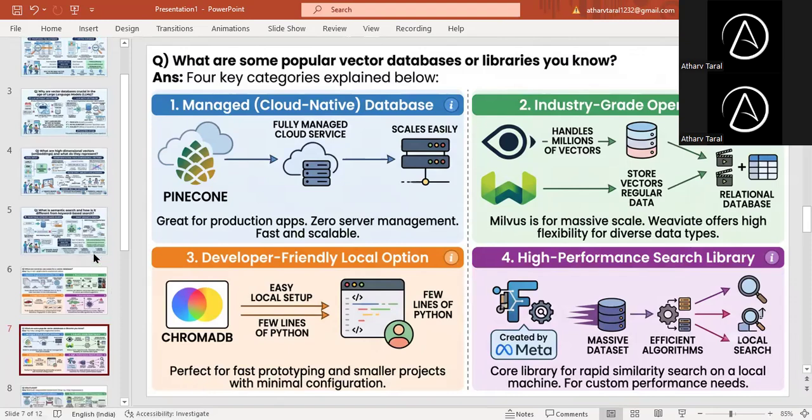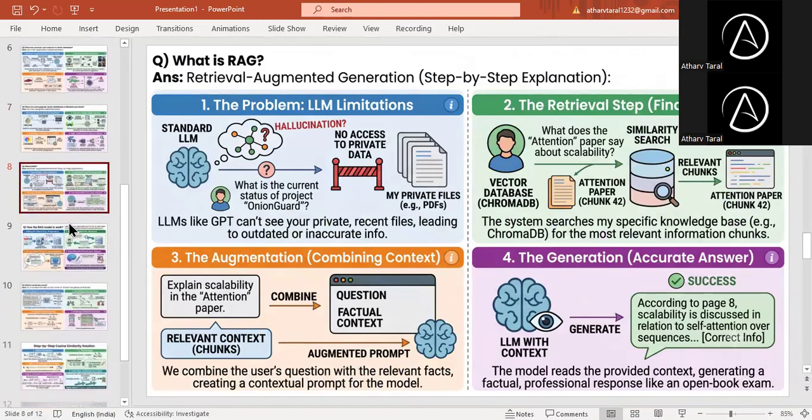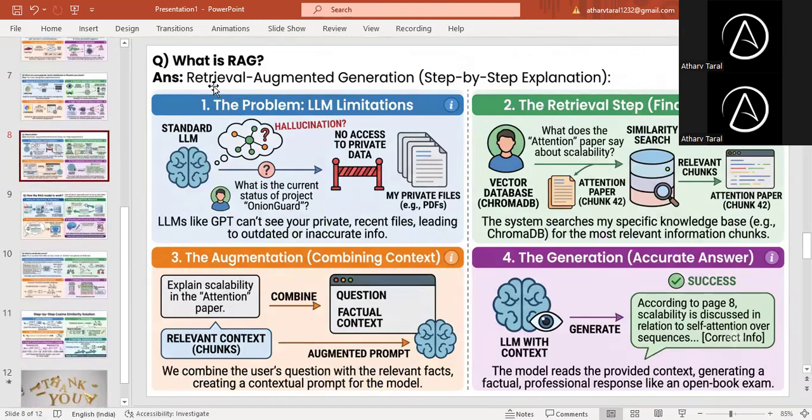So we will go to the next question. That is, what is RAG? RAG stands for Retrieval Augmented Generation, and here is the step-by-step explanation. Basically, it is a technique used to make large language models like GPT more accurate.